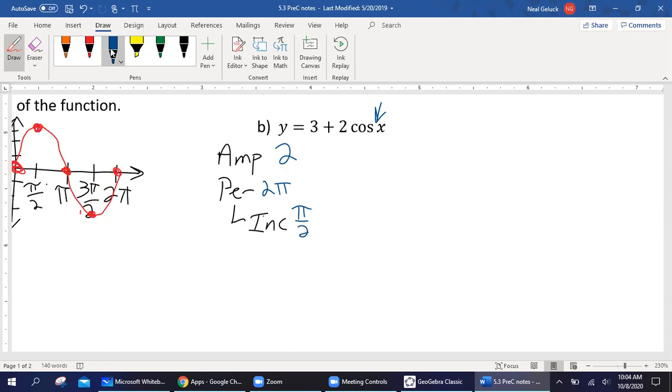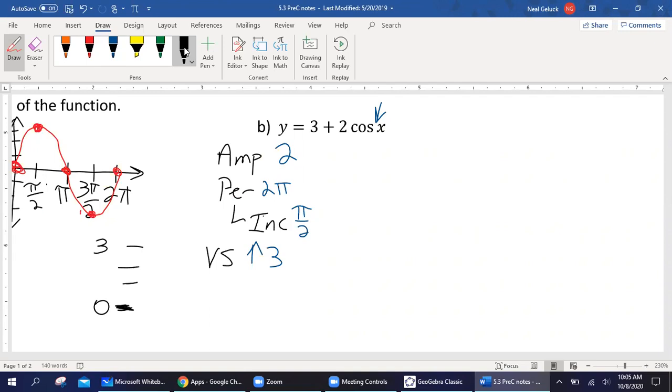Now, this one also has a plus 3 on it. That is a vertical shift. So this has a vertical shift of, you can write plus 3 or up 3, however you want to do it. So before we set up our graph, let's think about what that vertical shift does. That's going to move the middle up 3. So normally the middle is at 0. The middle is going to move 1, 2, 3. So this is going to be the middle of the graph.